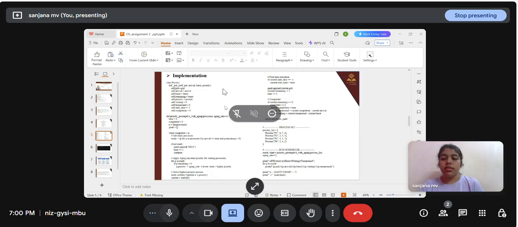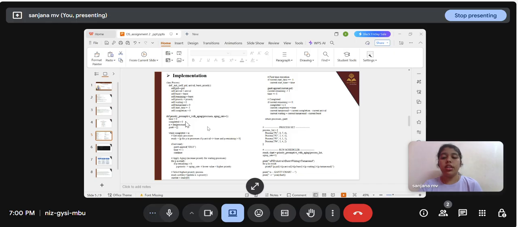Now we will know about the implementation code. So this class represents the process; this part defines a process object. Each process has information such as process ID, arrival time, burst time, and the priority value. We also store extra values like remaining time, start time, waiting time, and turnaround time, which are used for the final results.